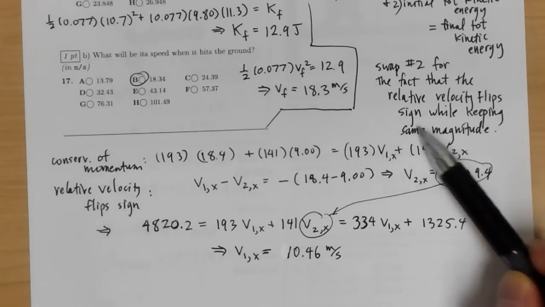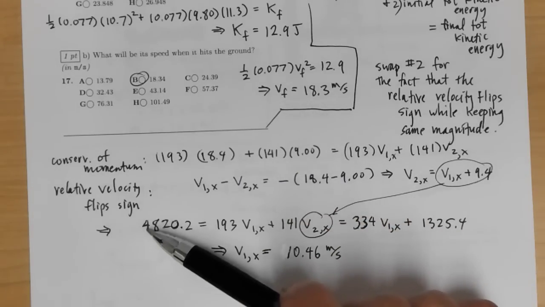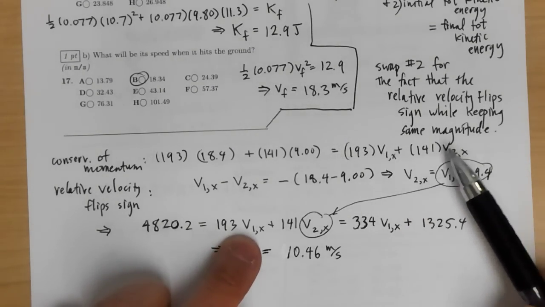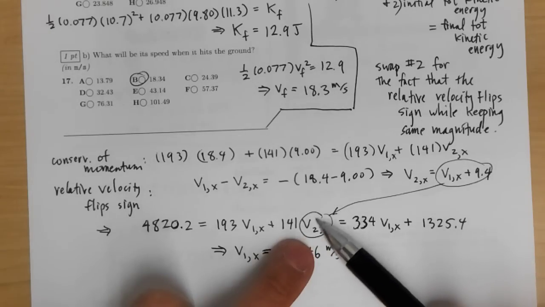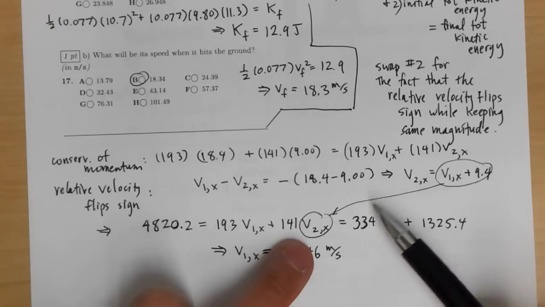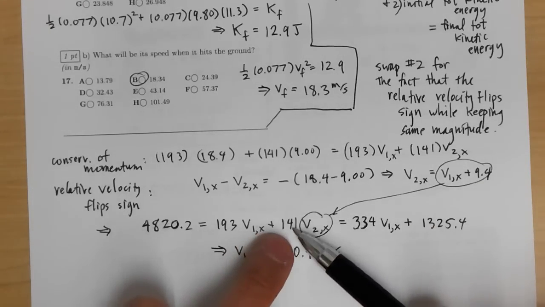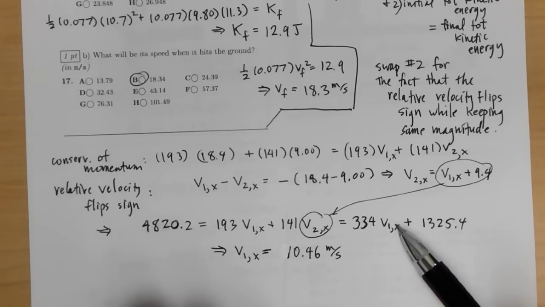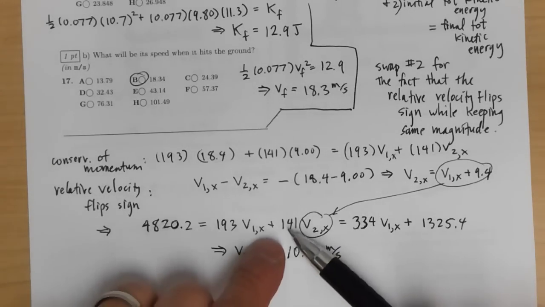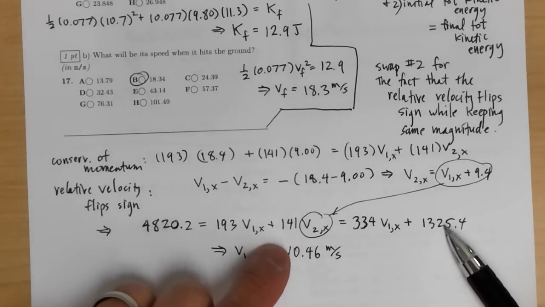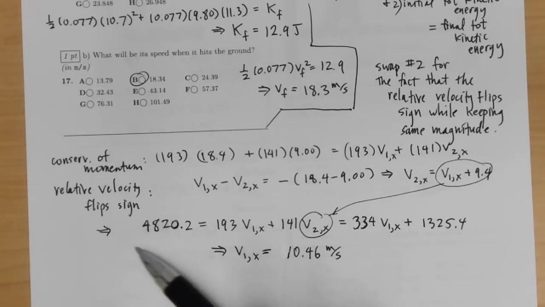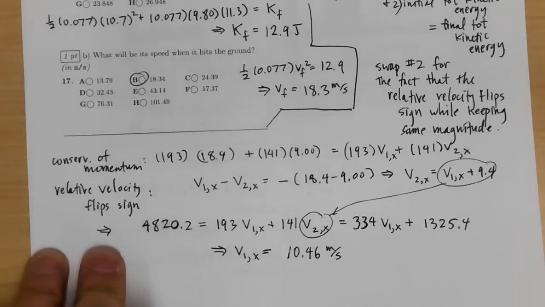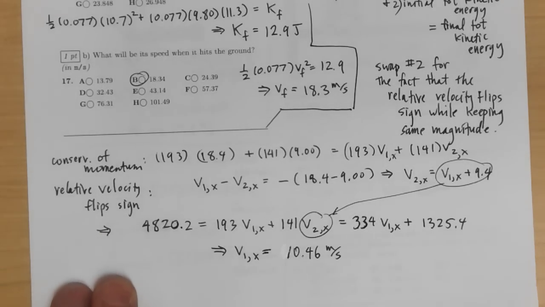Now we go back to the equation we had up here. This side ends up being 4,820. This is 193 v1x, and we have 141 v2x. But we're going to replace v2x by v1x plus 9.4. So then we have 193 plus 141 v1x's, which ends up being 334 v1x, and then 9.4 times 141, that's 1,325. So now we can solve: 4,820 is equal to 334 v1x plus 1,325, and we get that v1x is equal to 10.46 meters per second.